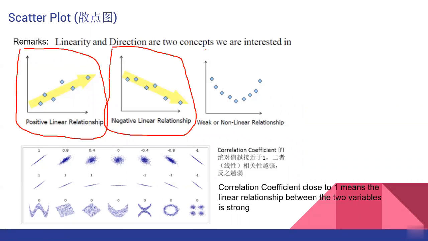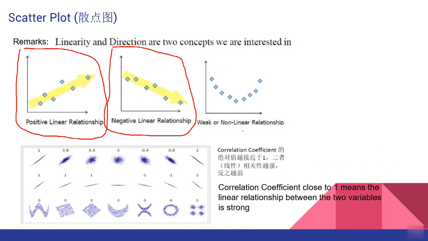Okay, and sometimes you can see this pattern. There is no apparent positive or negative linear relationship. One variable can decrease or increase as the other variable increases. This is called weak or nonlinear relationship.